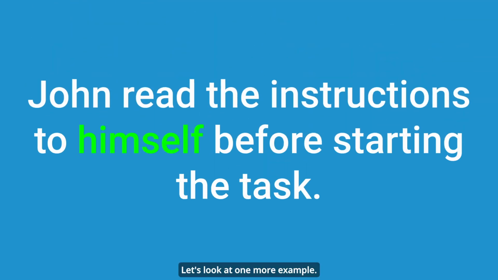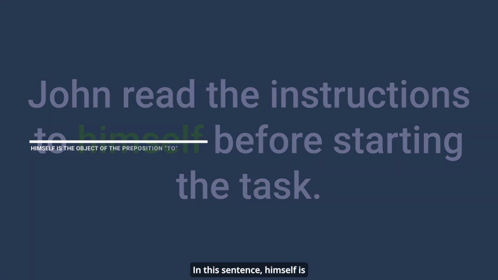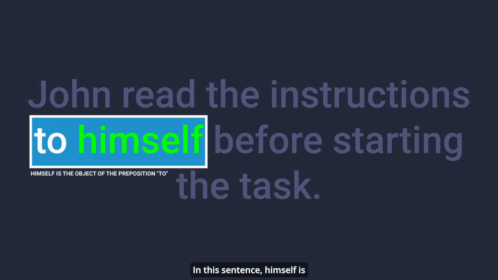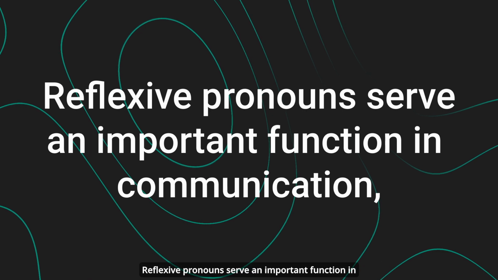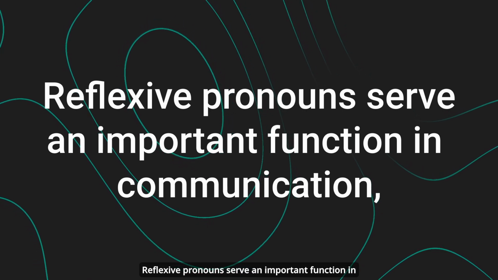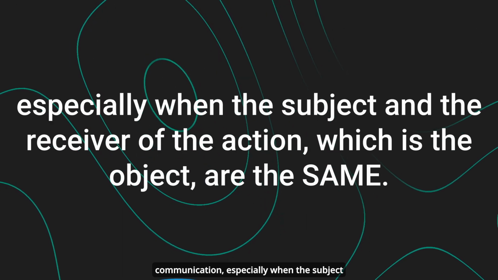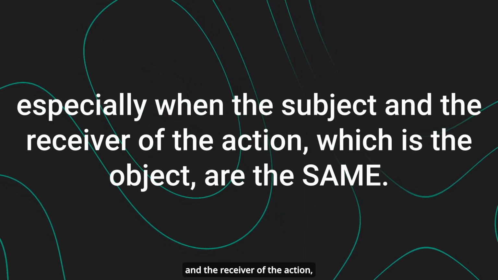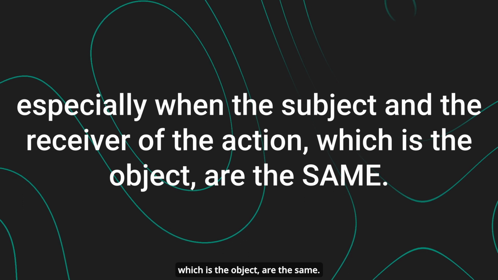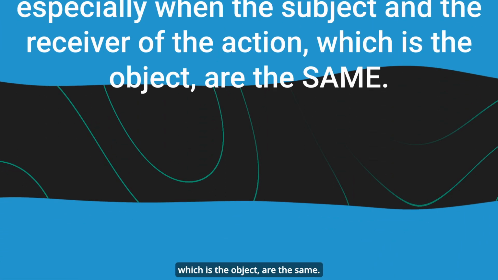Let's look at one more example. John read the instructions to himself before starting the task. In this sentence, himself is the object of the preposition to. Reflexive pronouns serve an important function in communication, especially when the subject and the receiver of the action, which is the object, are the same.